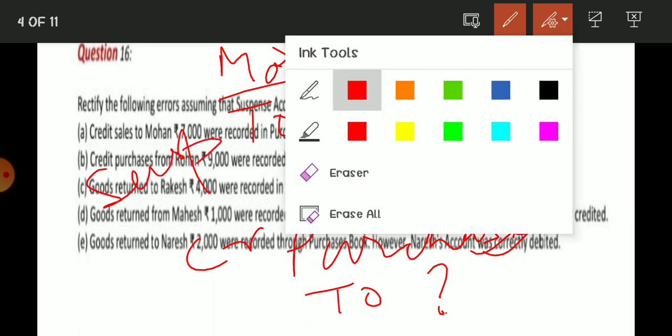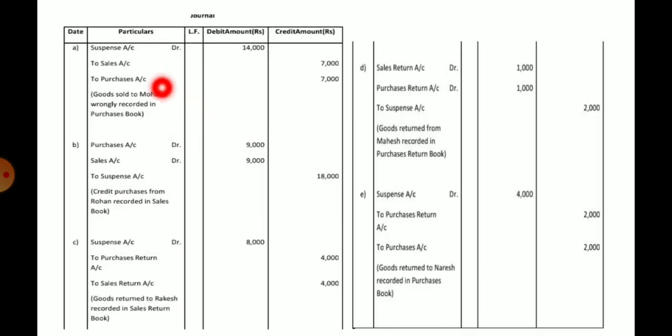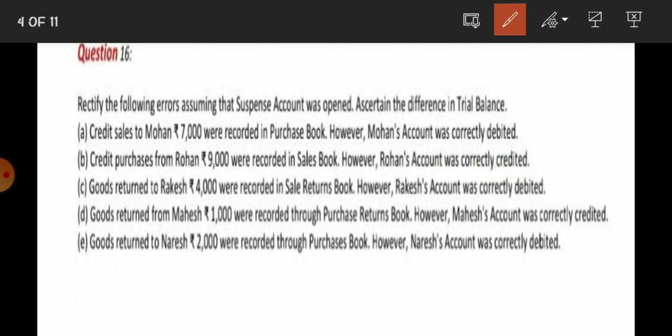Okay, like this you prepare your correct entry, and here the solution: suspense account 14,000 to sales, to purchase 7,000. Okay. Now the credit purchase from Rohan 9,000 was recorded in the sales book. However, Rohan's account was correctly credited. Again, make a correct entry.